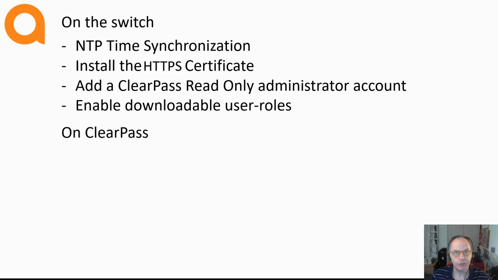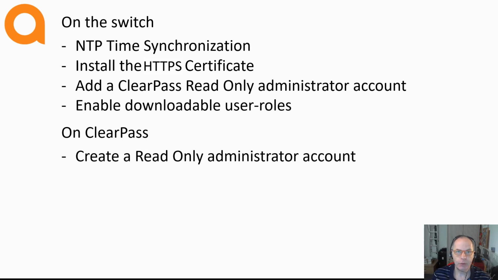And then for ClearPass the configuration is pretty straightforward. So we have to create the read-only administrator user that's used by the switch, create the downloadable user role profile that contains the relevant parameters for MAC authentication, 802.1x and captive portal, and create the policies and assign the appropriate downloadable user role profiles to those policies, and then finally create the services and assign the appropriate parameters and policies to those services. Now, same as in the local user role video, I will show you the configuration of MAC authentication, captive portal, and 802.1x.